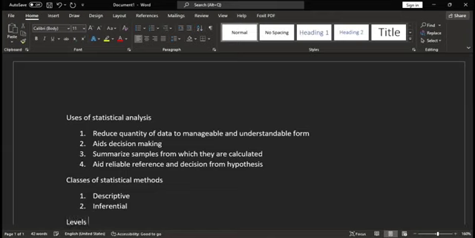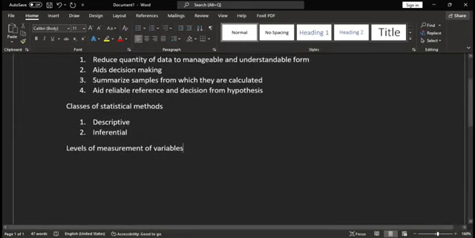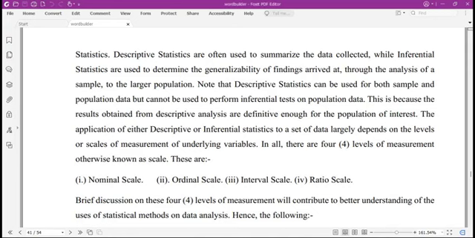Levels of measurement of variables. The first one is nominal scale. You have the ordinal scale, the interval scale, and the ratio scale. Let's take it one after the other.